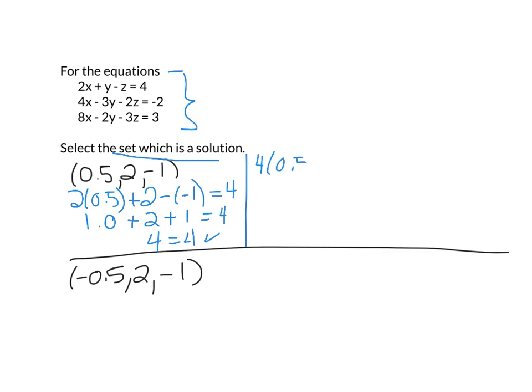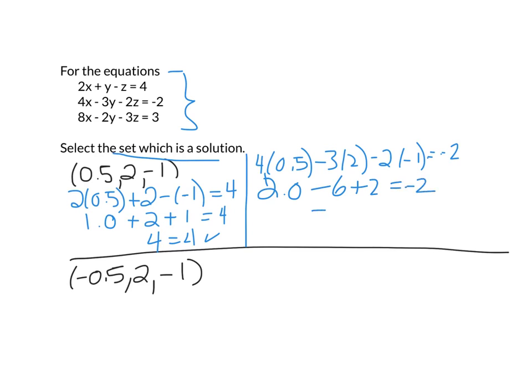Substitute 0.5 for x, 2 for y, and a negative 1 for z, and see if that's equal to negative 2. So in this case, we'll have 2.0 minus 6 plus 2, and is that equal to negative 2? So we have negative 6, 2 minus negative 6 is negative 4, plus 2 will be negative 2, is equal to negative 2. So it does satisfy the second equation as well.